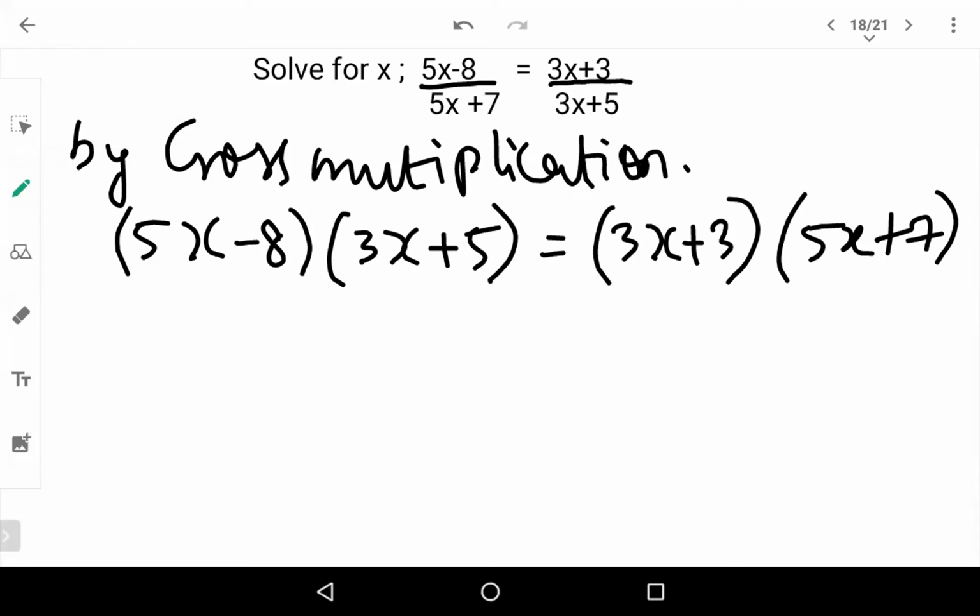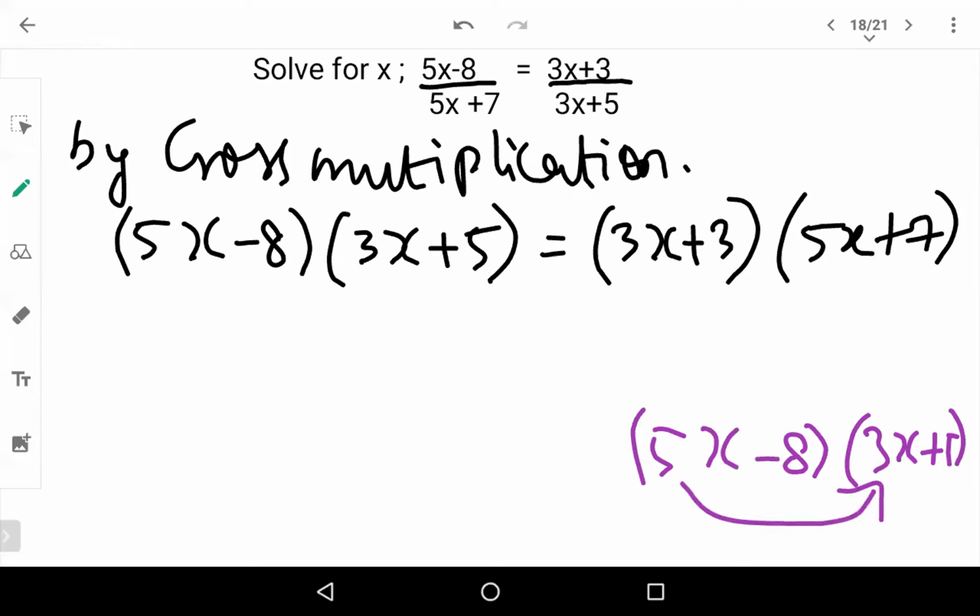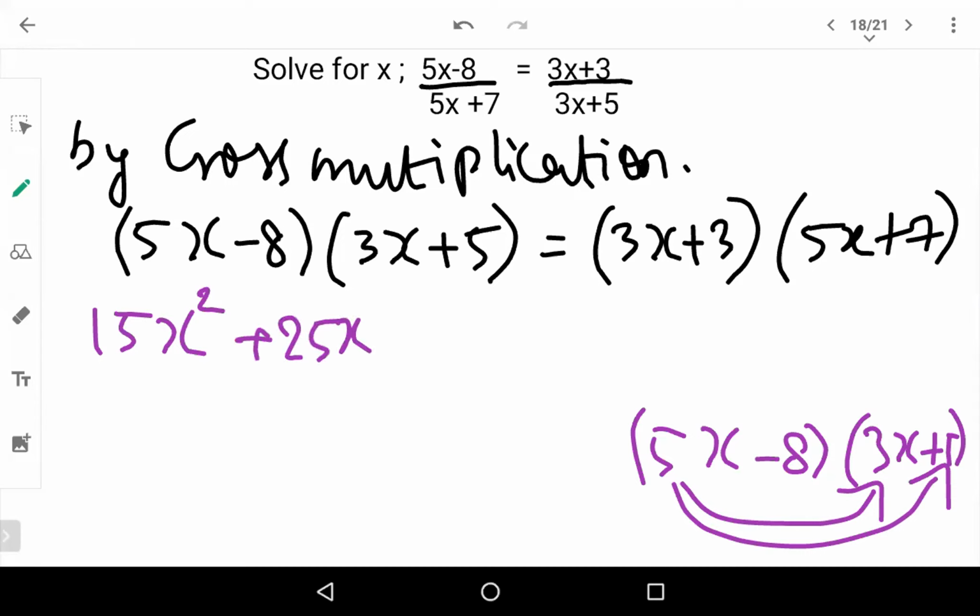Next step is nothing but multiplication of expressions. That is (5x minus 8)(3x plus 5). So 5x into 3x: 3 5s are 15, x into x is x square. Then 5x into plus 5, again 5 5s are 25x. This is one form.